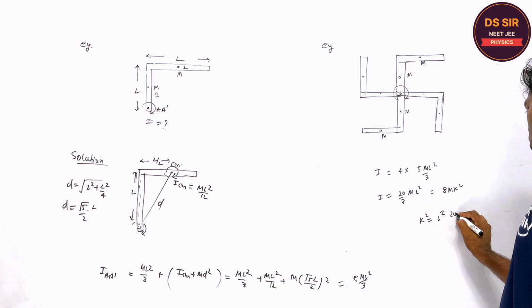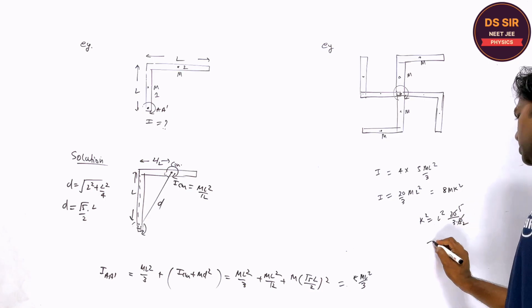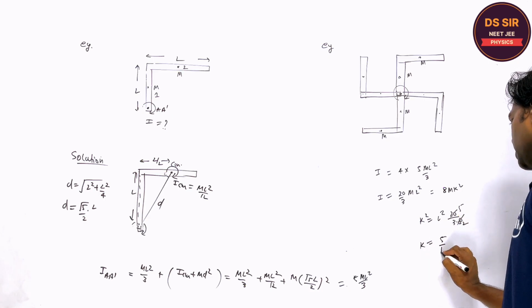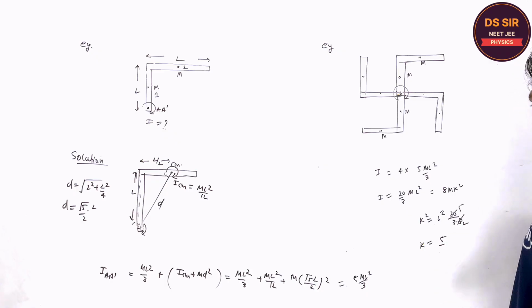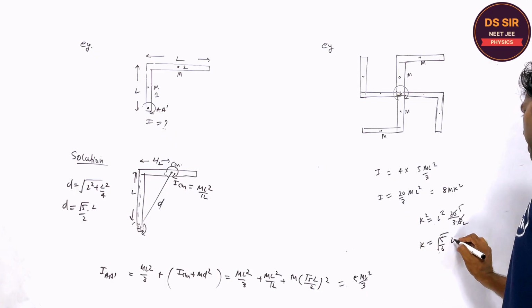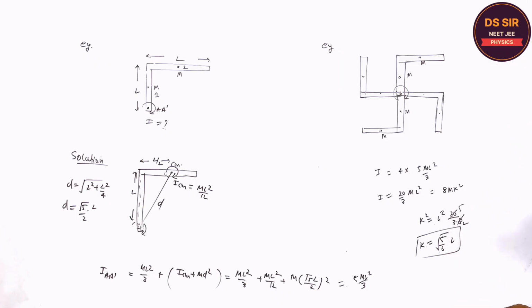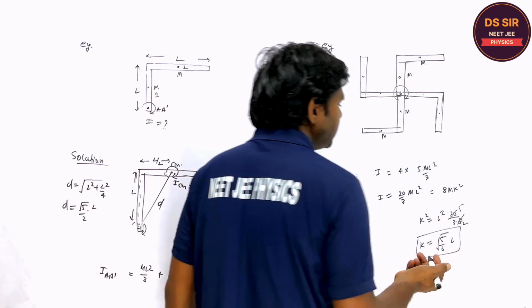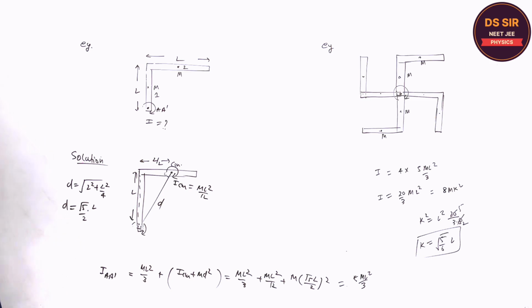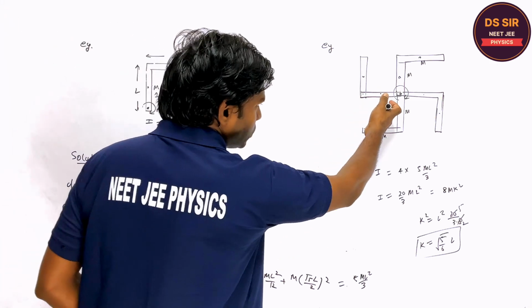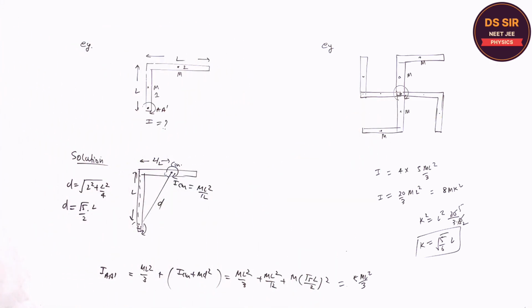L square 20 upon 3 into 8, 4 दूनी 8, 4 पंजे 20. So k is equal to 5 root 6, right? L square L, right? This is the radius of gyration. Are you getting or not? So the radius of gyration is the same as what we found in the previous case. This question is asked in NEET and JEE.